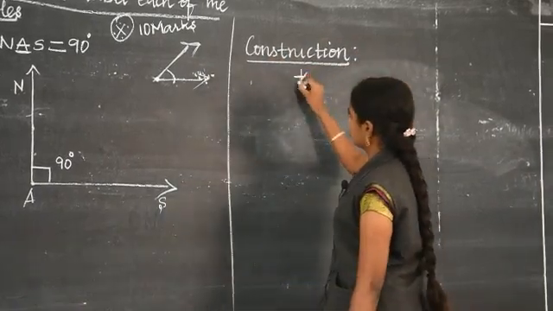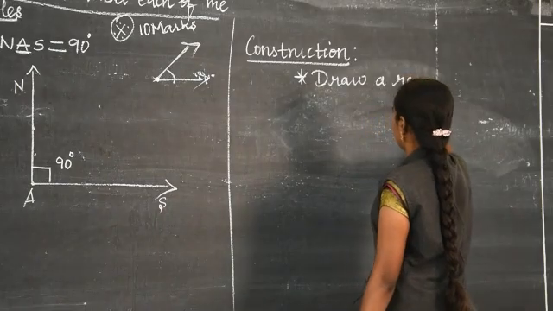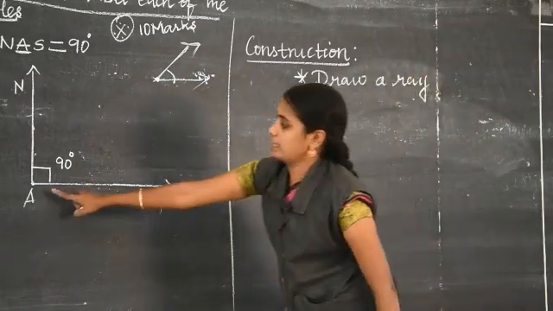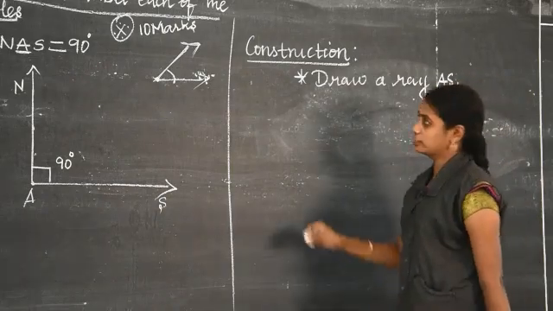First step is draw a ray. Okay, draw a ray AS. Okay, this is our first step.